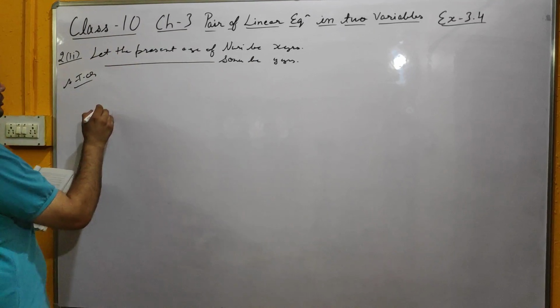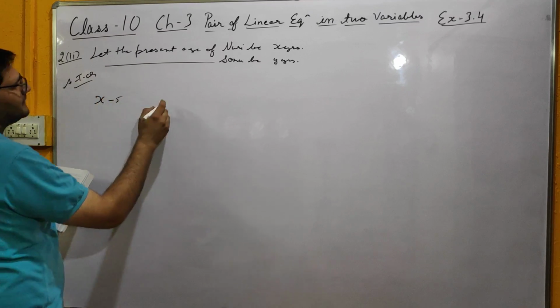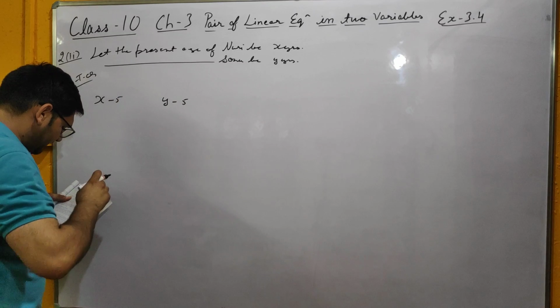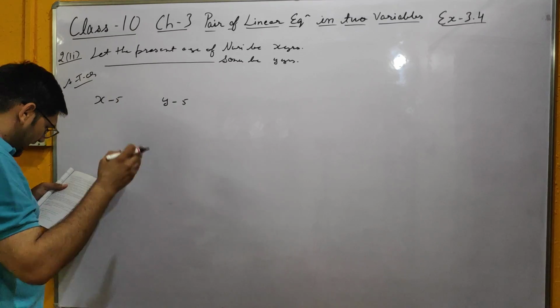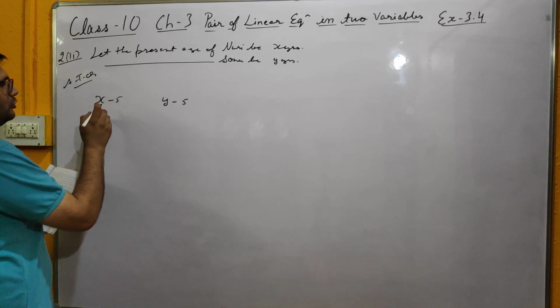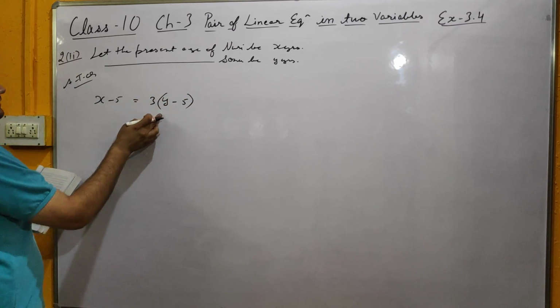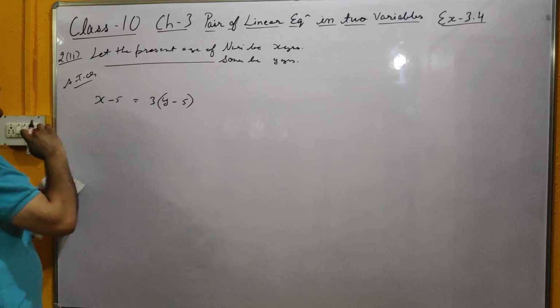5 years ago. So subtract 5 from X and subtract 5 from Y. From Nuri and Sonu, subtract 5 each. Nuri was thrice as old as Sonu. So multiplying Sonu by 3 so that the age becomes equal to Nuri.